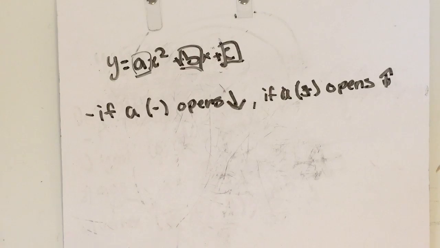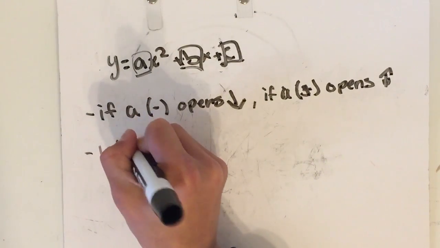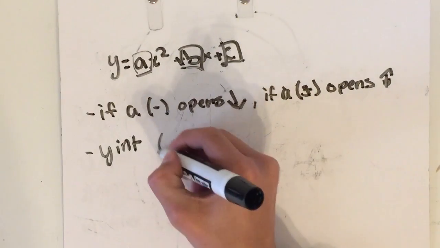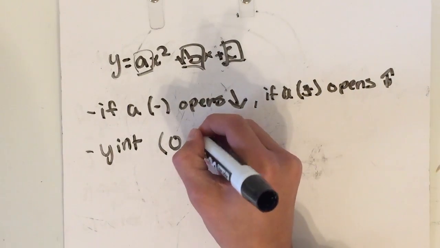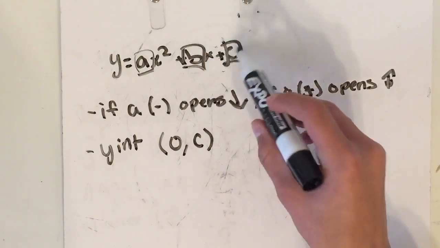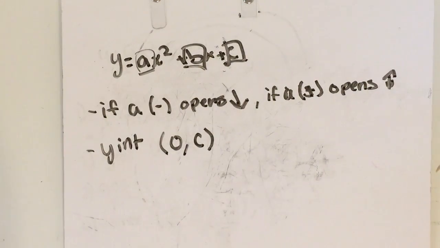Second thing you want to know is the y-intercept, how to find the y-intercept. So the y-intercept is pretty easy. It's 0, so we're going to write this as a coordinate: 0, and then whatever C is, whatever the constant is, that's going to be in your y-intercept. The third thing you want to know is how to find the axis of symmetry.